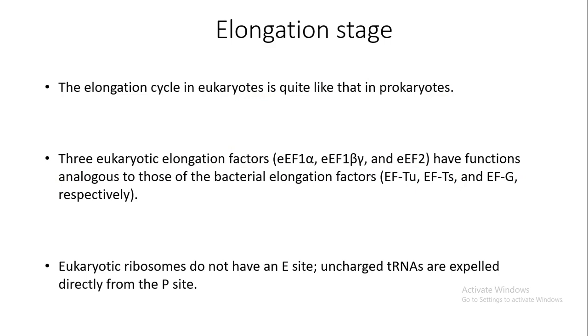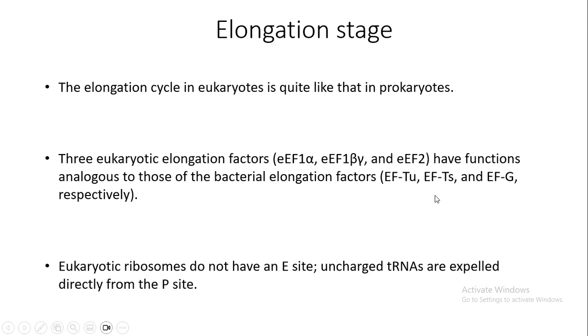So, in case of prokaryotes, we had discussed three elongation factors. Elongation factor TU is basically forming a complex with GTP, and we have a larger complex formation between amino acid transfer RNAs, elongation factor TU, and GTP. Similar is the role of eukaryotic elongation factor 1 alpha in case of eukaryotes.